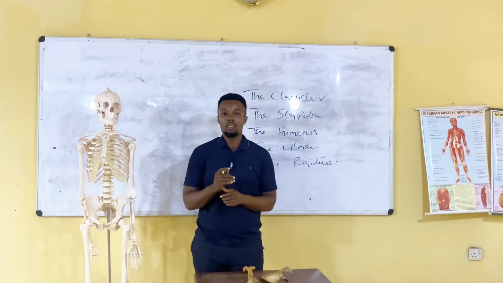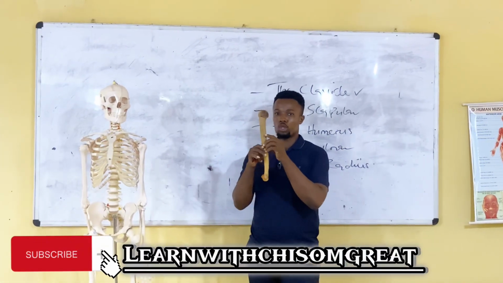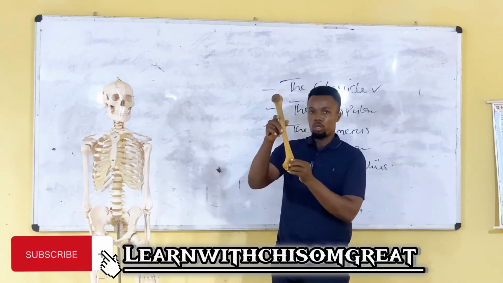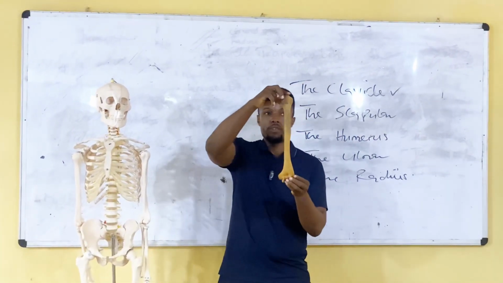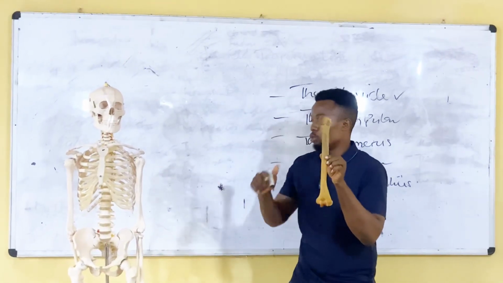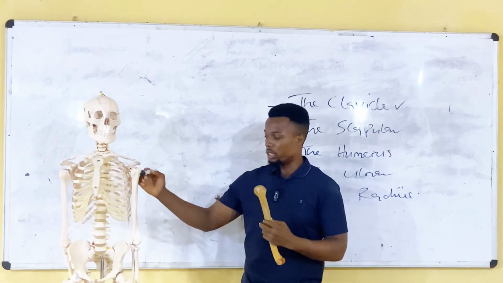Chisum, and today we'll be looking at the important features of the humerus. So, this is the humerus. The humerus is the bone of the arm, and you can see how it is positioned.